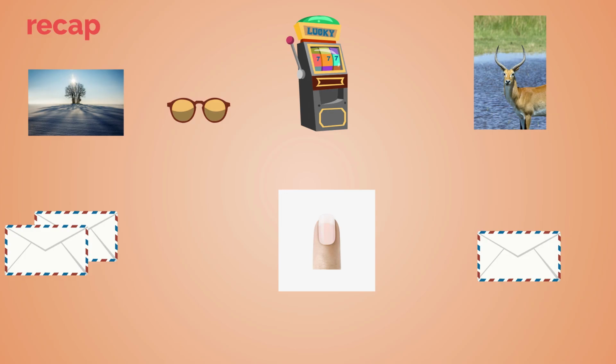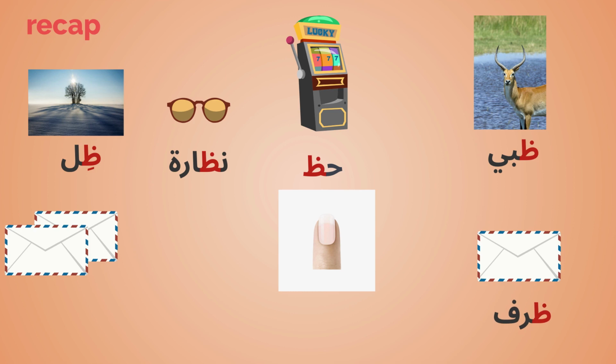Now let's try to repeat all the vocabulary we have learned today. ظبي, حظ, نظارة, ظل, ظرف, ظفر, ظروف.